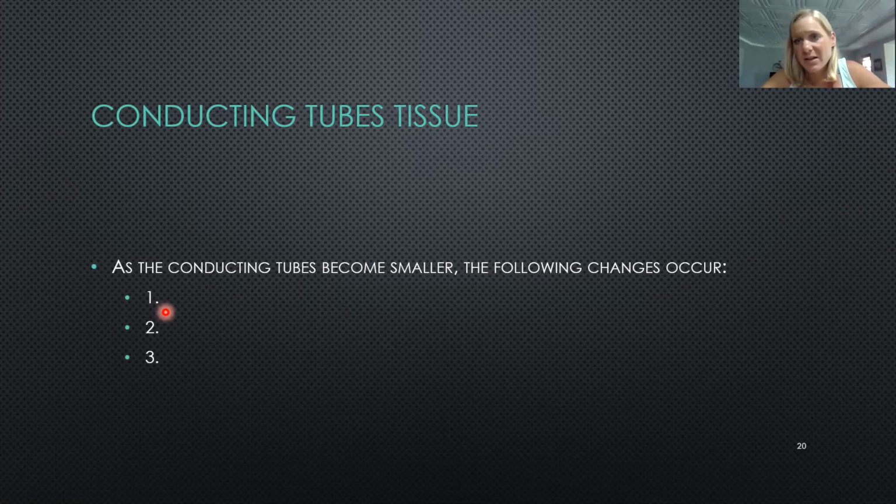So again, remember that this process is going to be gradual. And then eventually they'll be replaced by just plates of cartilage. So just tiny little straight plates of cartilage as they enter into the main bronchi. Okay. Second change that occurs, the epithelium changes from mucosal epithelium to pseudostratified columnar to simple columnar to simple cuboidal. Okay, so a lot of change going on there.